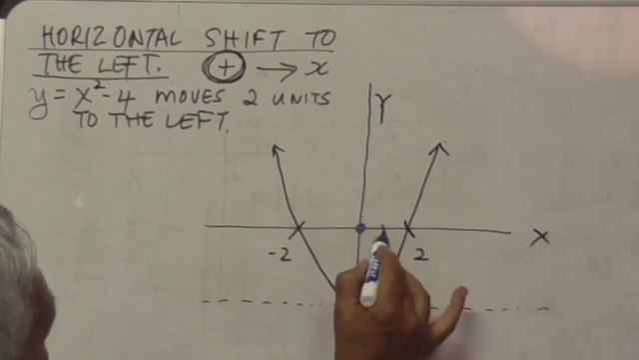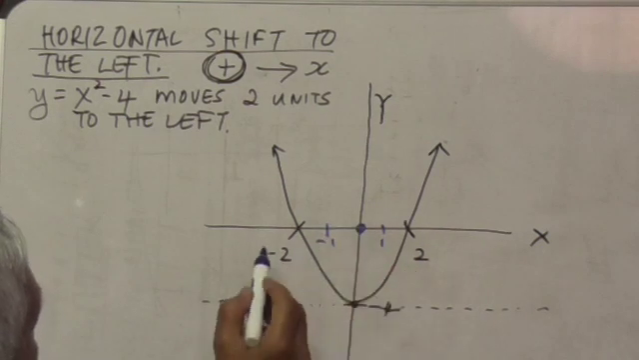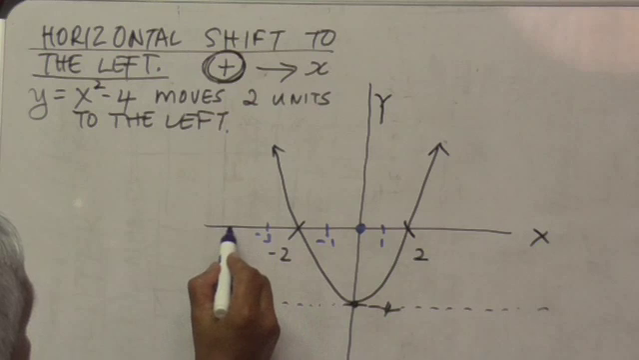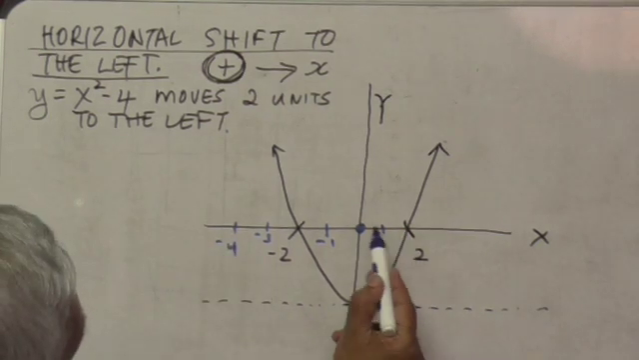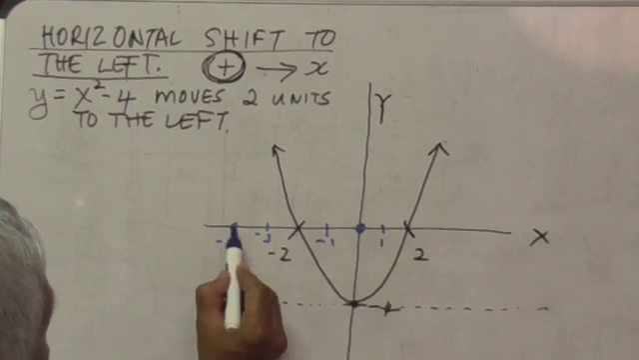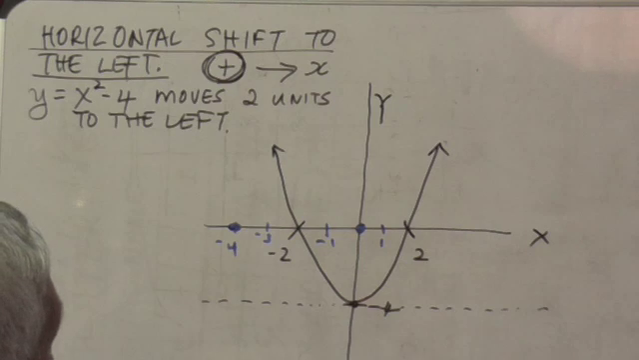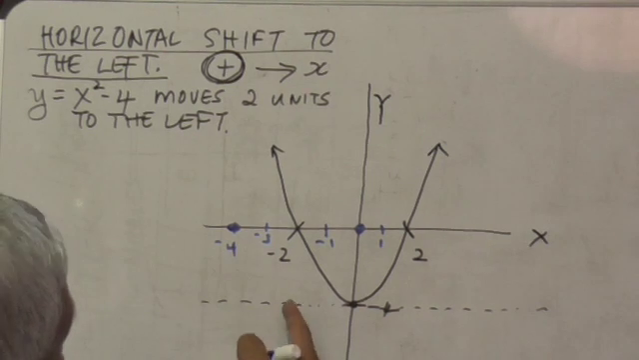You see, there's 1 here. 1 unit, 2 units to the left. That's minus 1, minus 3, minus 4. Now, this moved 2 units to the left. If this one came 2 units to the left, then this one will come over here to minus 4. And the minimum value will still remain the same. It will still remain the same.